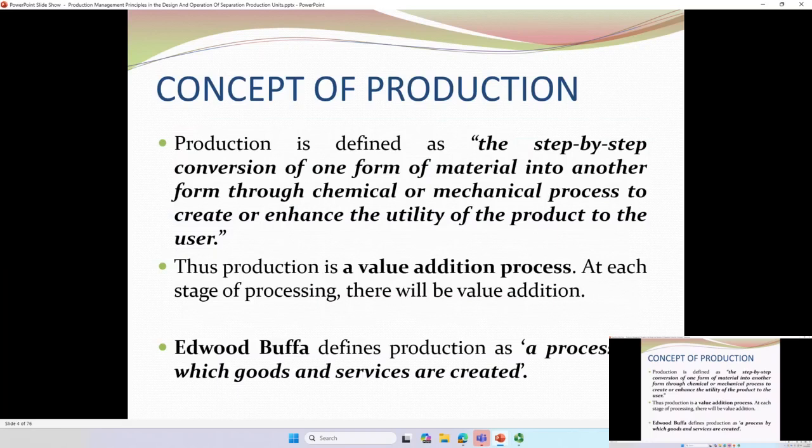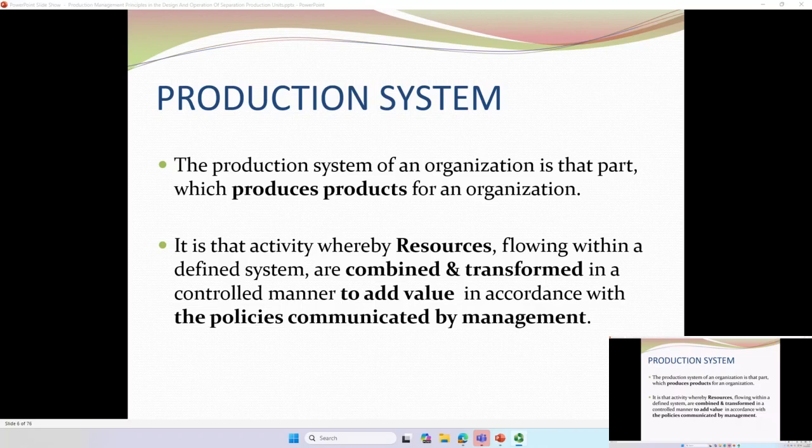Then the concept of production. Production is defined as a step-by-step conversion of one form of material into another form through chemical and mechanical processes to create or enhance the utility of the product to the user. Thus, production is a value addition process. At each stage of production or processing, there will be value addition.